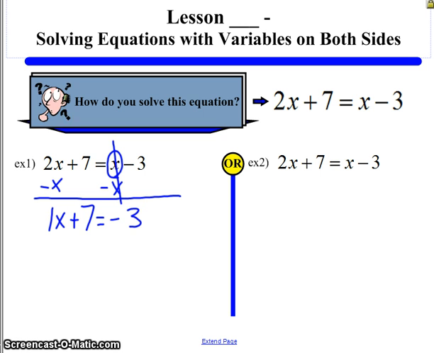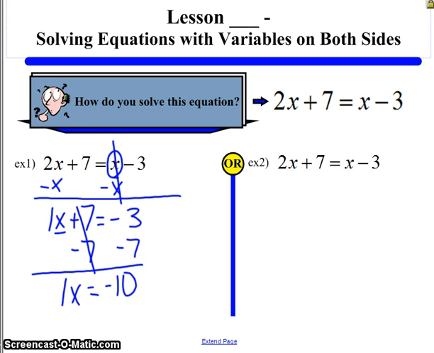Now this looks like a problem we've already been working on. So we're going to focus on getting this x completely alone. Let's get rid of that plus 7 first by subtracting a 7 from both sides. That leaves me with a 1x on the left-hand side and a negative 10 on the right-hand side. You can see from here, obviously the x has to be a negative 10, but if you do like to do that one extra step and divide to get rid of the 1, we are now left with x equals negative 10.